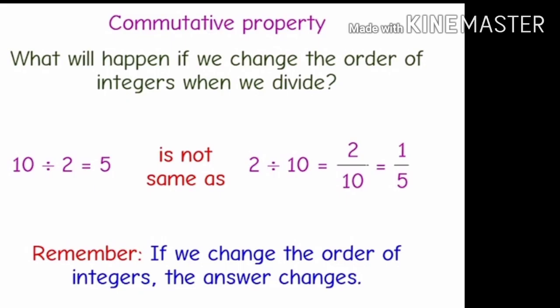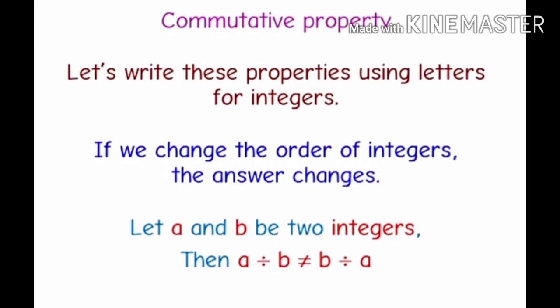Next, let's check whether the commutative property is followed in division or not. 10 divided by 2 is 5, but is 2 divided by 10 the same? 2 divided by 10 is 1 by 5. So, A divided by B is not the same as B divided by A. So, the commutative property is not followed in case of division of integers.